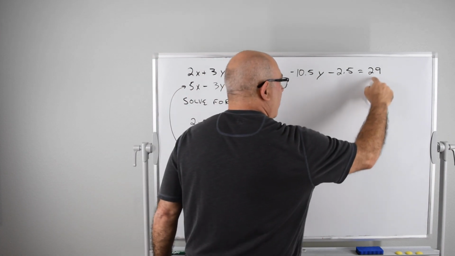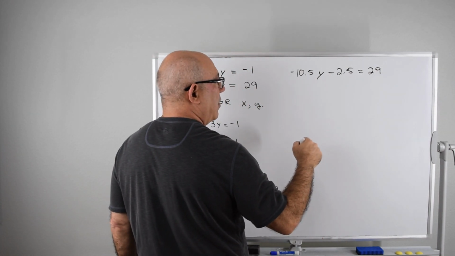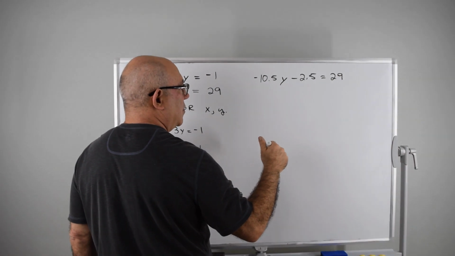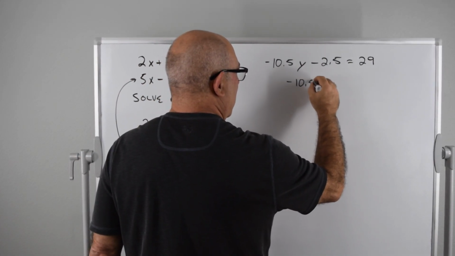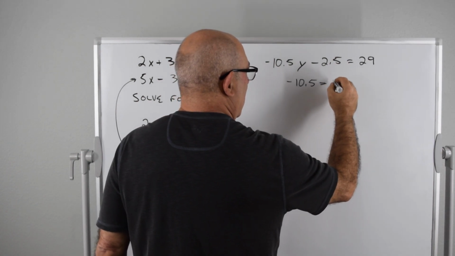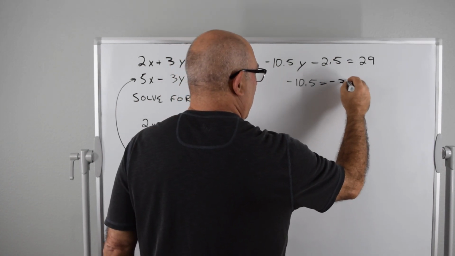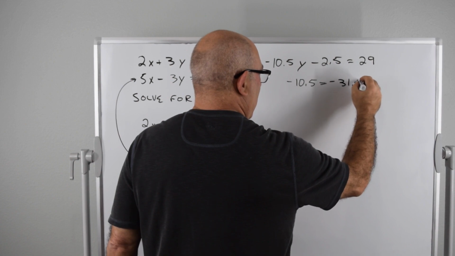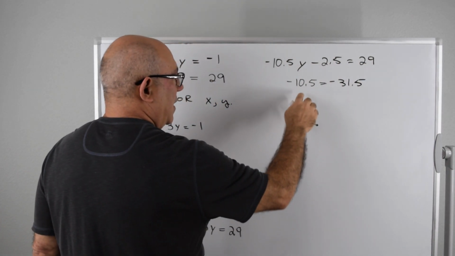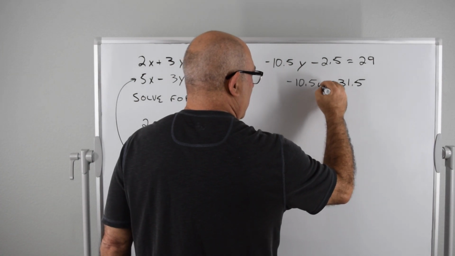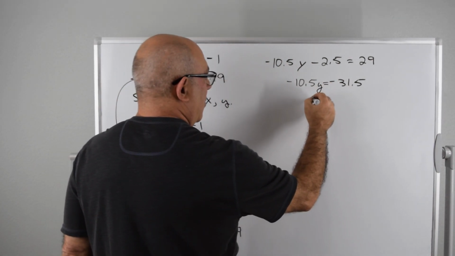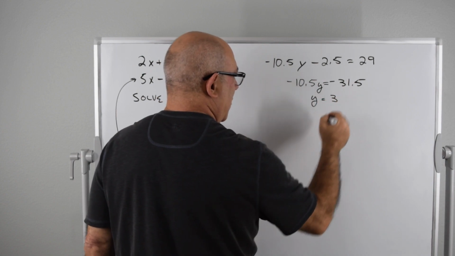Bring this over. That'll give us 32.5. So minus 10.5 y equals minus 31.5. That's 31.5, sorry. Then this is equals, and that's y. Now, solving for y, y equals 3.